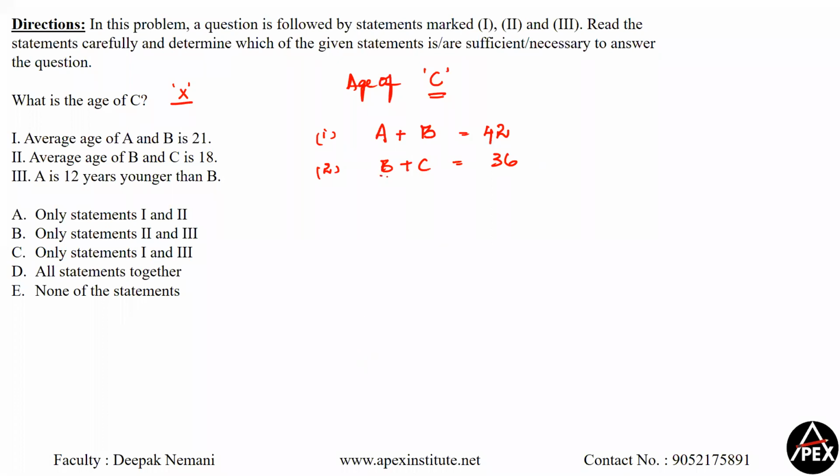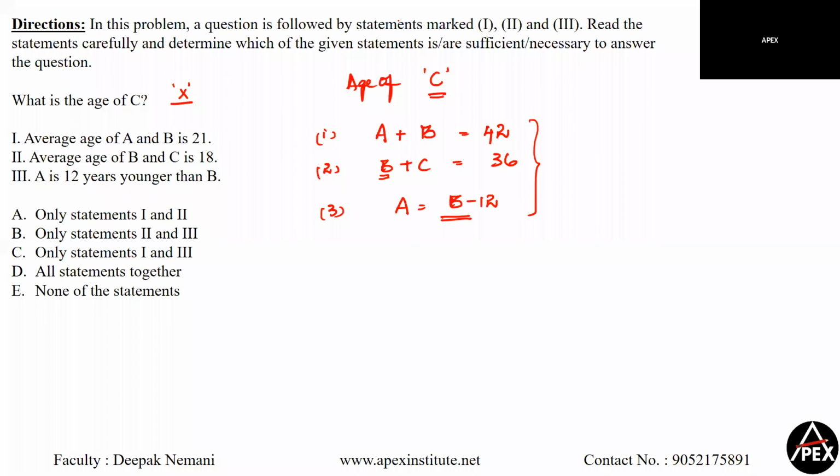With statement 2 alone, can I answer this question? No, because we do not know the value of B. Now, A is 12 years younger than B. So A is equal to B minus 12. With this statement, can we answer this question? No. Guys, by looking at these three statements, can someone tell me which equation should we definitely use to find the age of C?